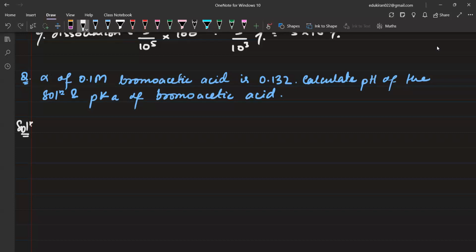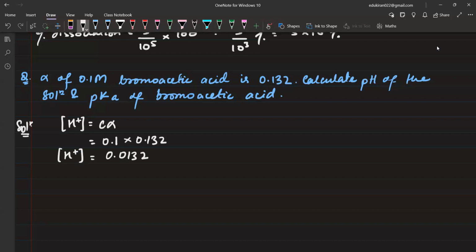वी नो दैट अगर आपको अल्फा दिया हुआ है और कंसंट्रेशन दिया हुआ है, ठीक है, सो कंसंट्रेशन ऑफ H positive we have seen that it is equal to what, C alpha. At equilibrium क्या होगा, C alpha के बराबर. Now the C it is equal to how much? 0.1 multiplied by alpha, 0.132. So this will be equal to 0.0132. This is the concentration of H positive.